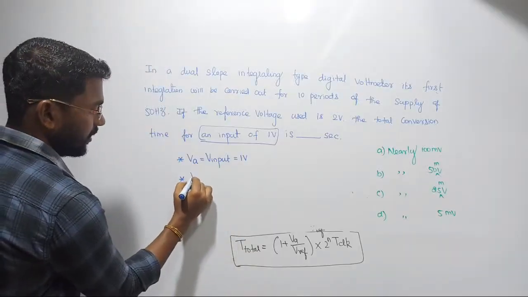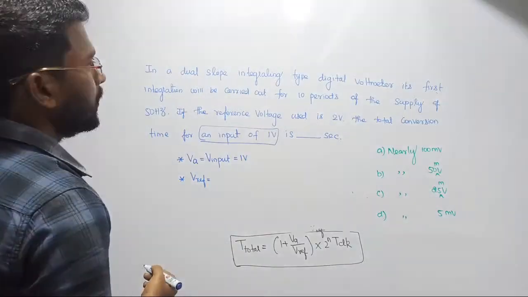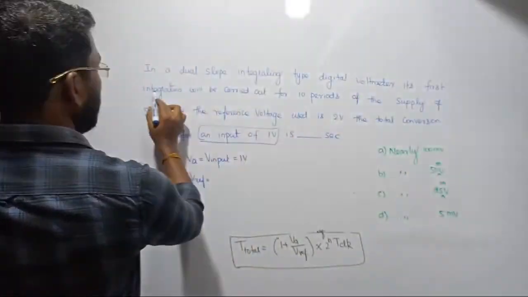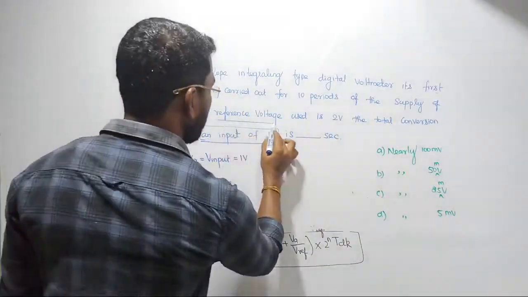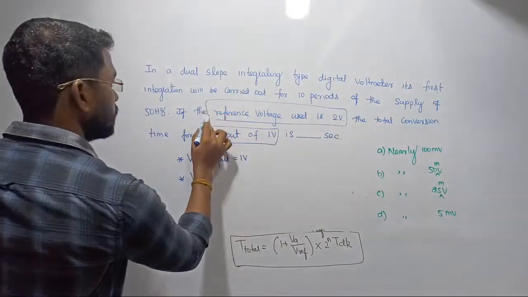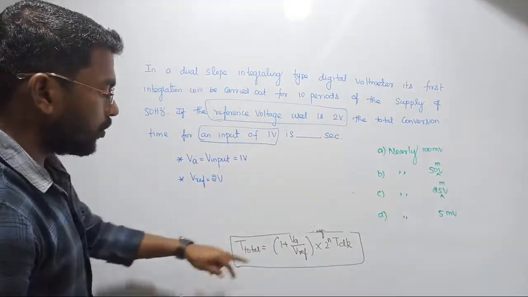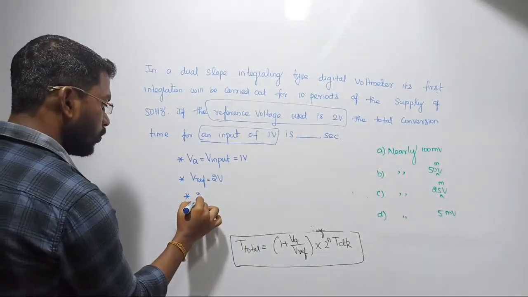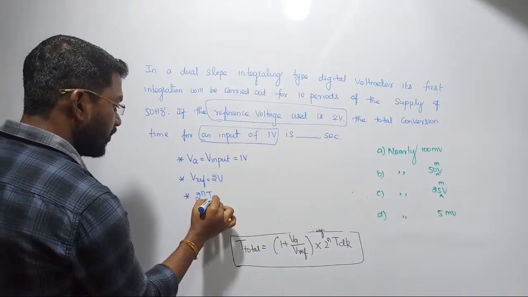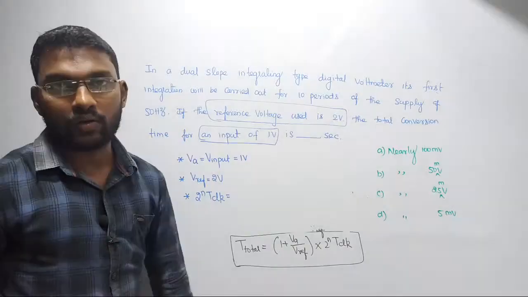Let us collect the second data, V reference. What is V reference here? The dual slope digital voltmeter first integration be carried out for V reference. V reference is how much? That is 2 volt, right? So V reference equal to 2 volt. That is over. Yeah. Now we know the value of VA, V reference. Now, did you observe one more thing? What is the 2 power n times of t clock, which is the approximated period that we are considering to count the total value?